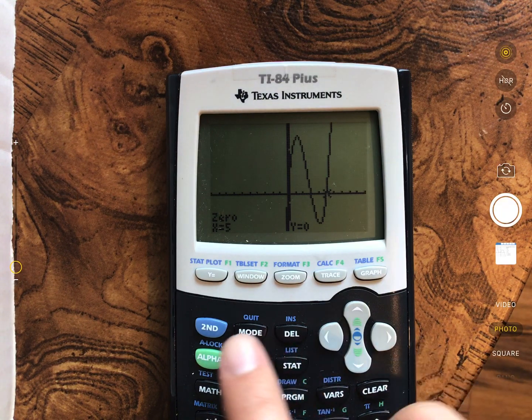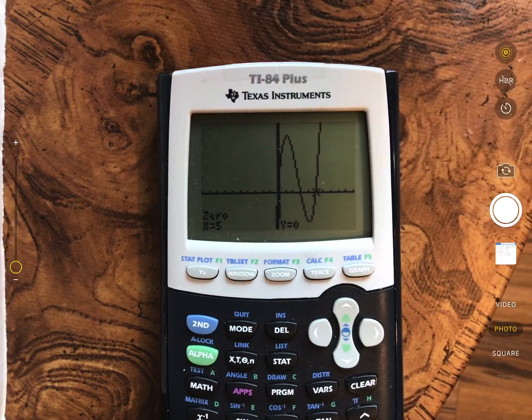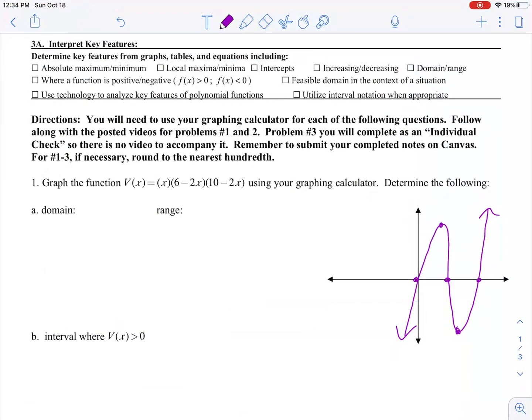So that feature, again, is in that calculate menu there. And I'm going to go label my graph now. So this was 0, 0, this was 3, 0, and this was 5, 0. Now, sometimes our x-intercepts are not integers, right? So we need to follow rounding guidance if we have it, and get those exact values from that calculator.